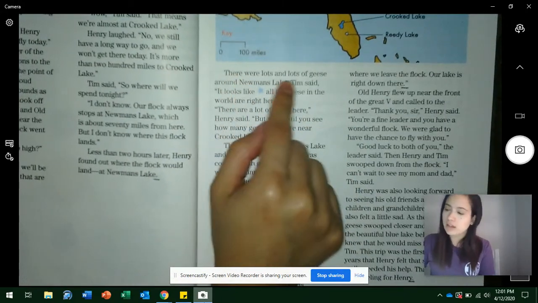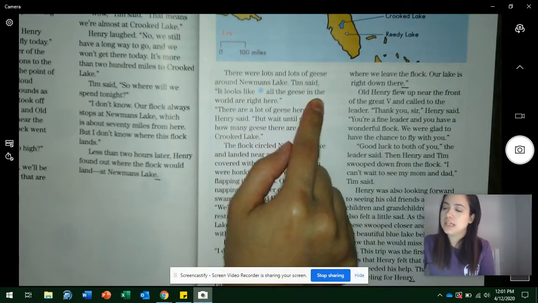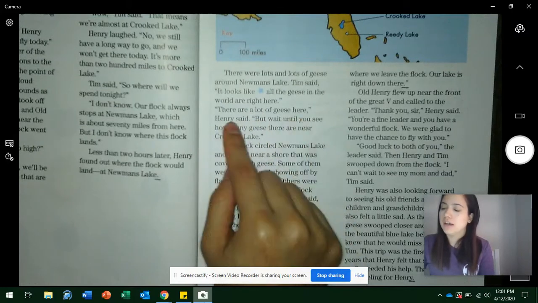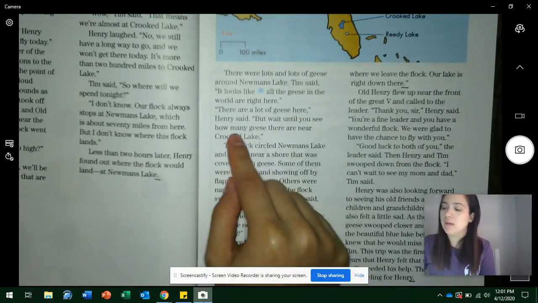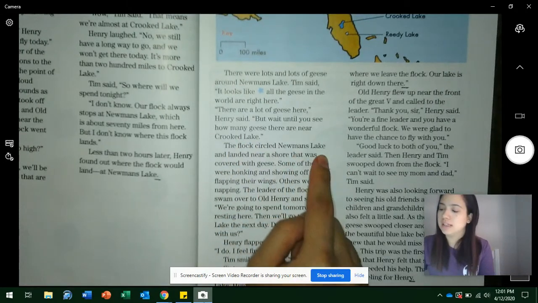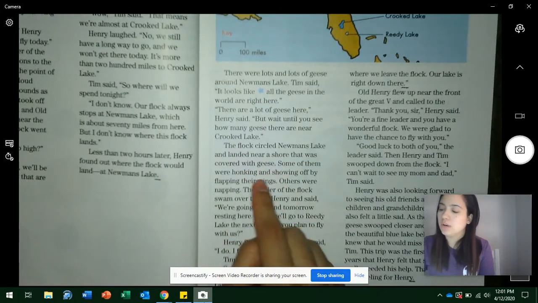There were lots and lots of geese around Newman's Lake. Tim said, "It looks like all the geese in the world are right here." "There are a lot of geese here," Henry said, "but wait until you see how many geese there are near Crooked Lake." The flock circled Newman's Lake and landed near a shore that was covered with geese. Some of them were honking and showing off by flapping their wings.